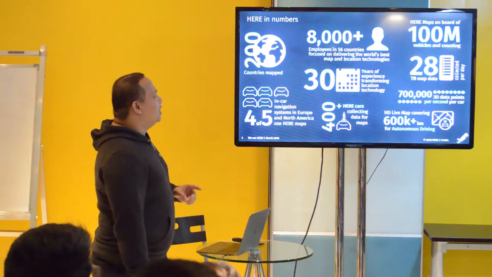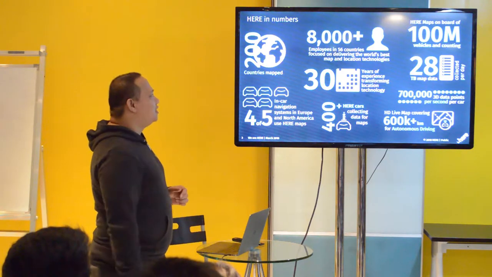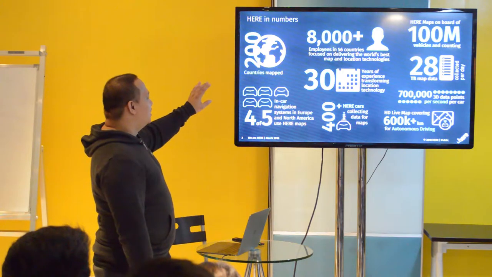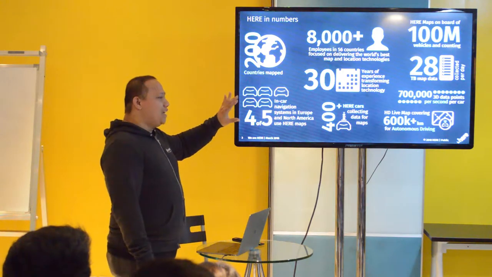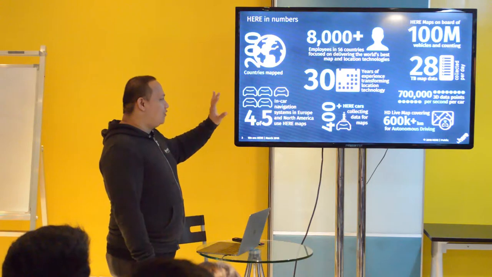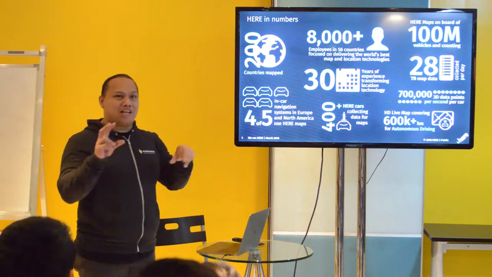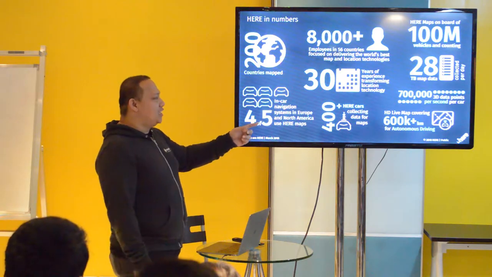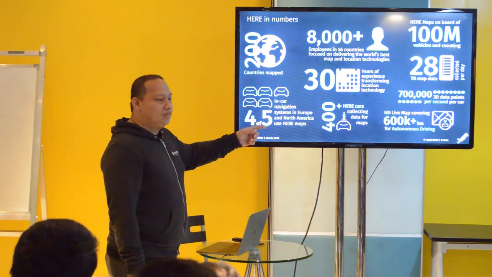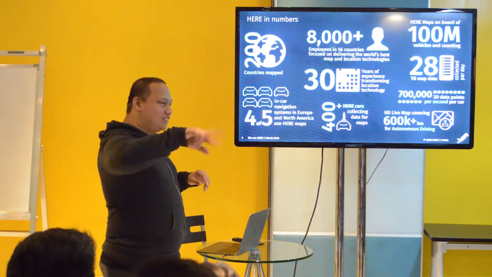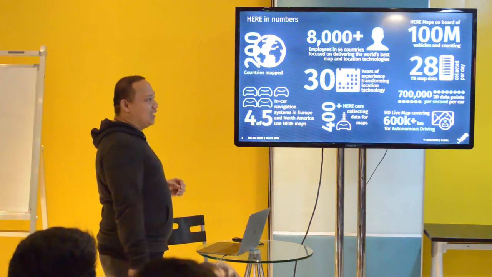So Here Maps, meron silang 8,000 across the world, 56 countries. And in Europe and North America, 4 out of 5 yung mga cars na may mga navigation system is using Here Maps. And meron silang 400 Here Cars roaming around the world to collect data.